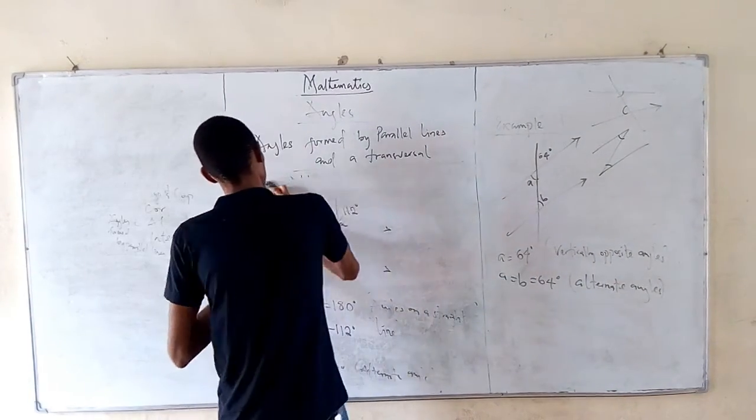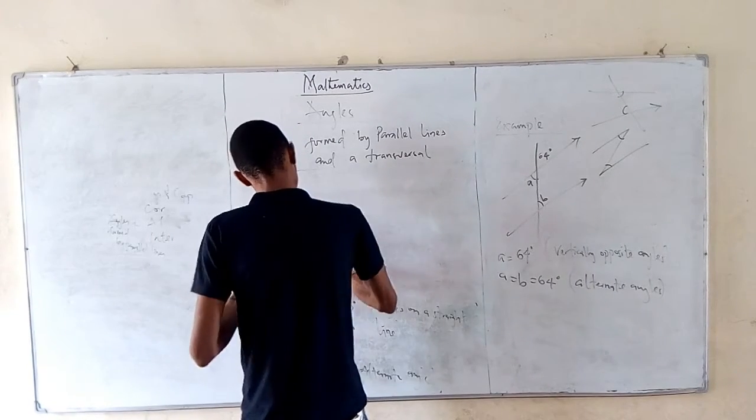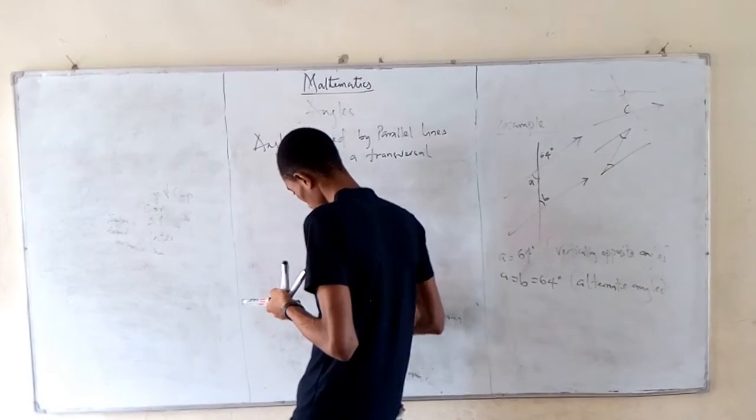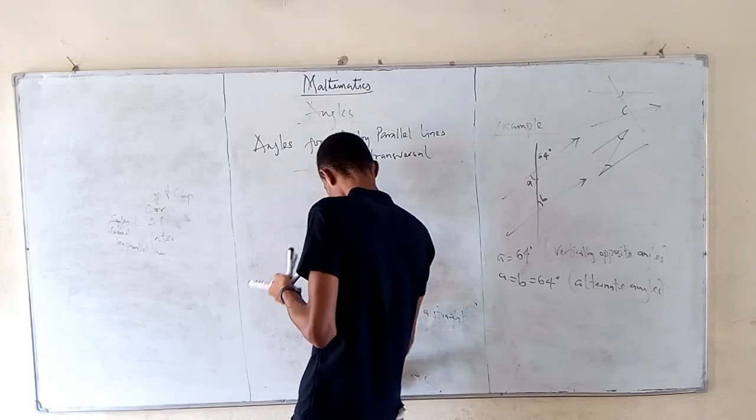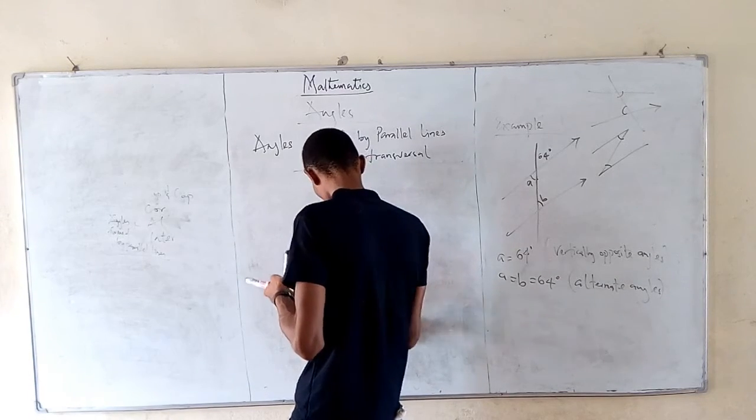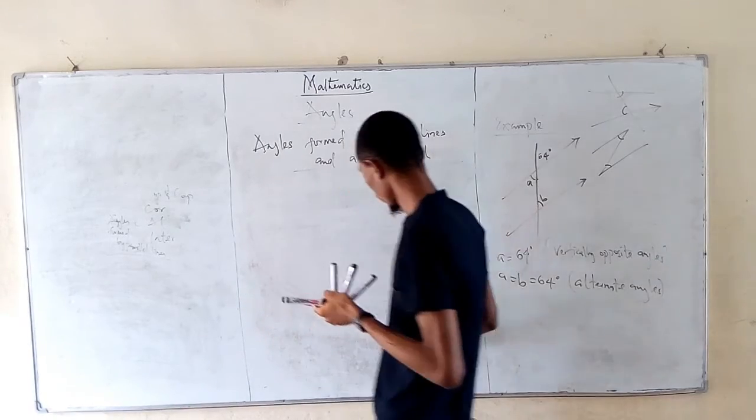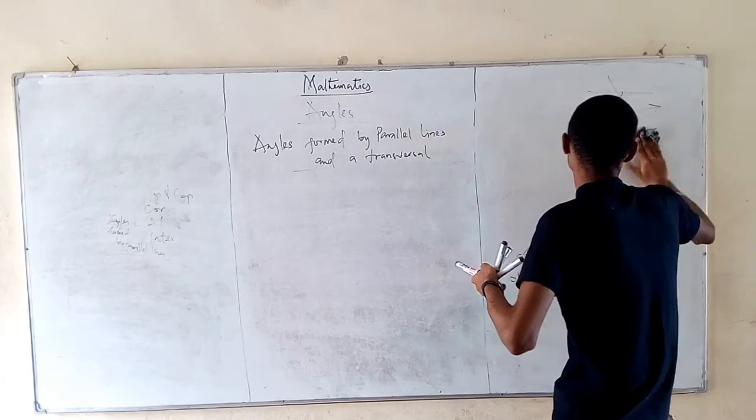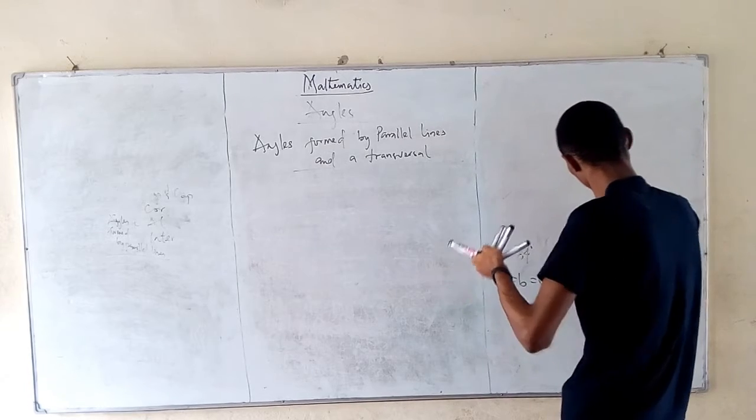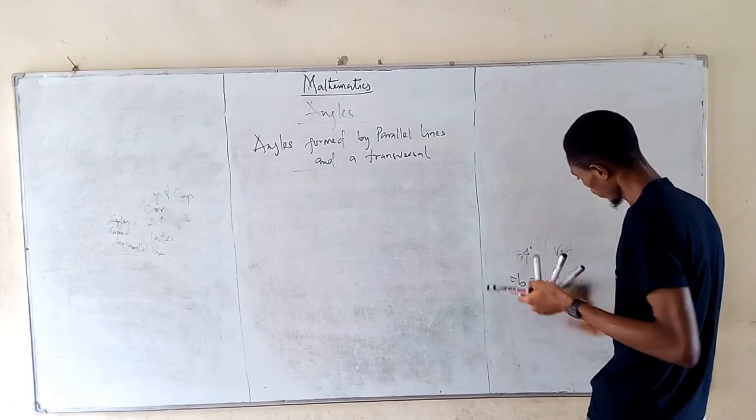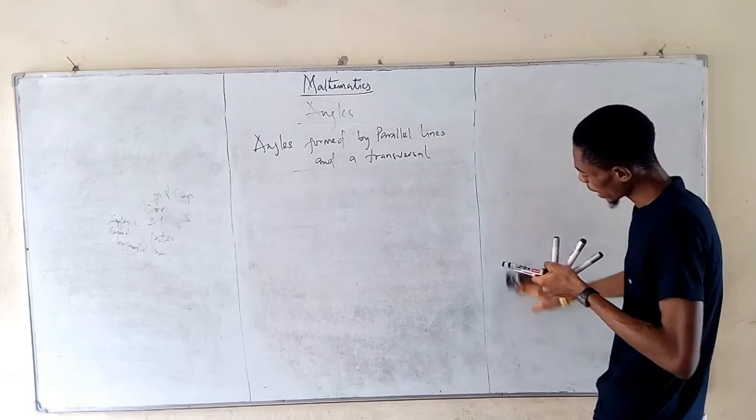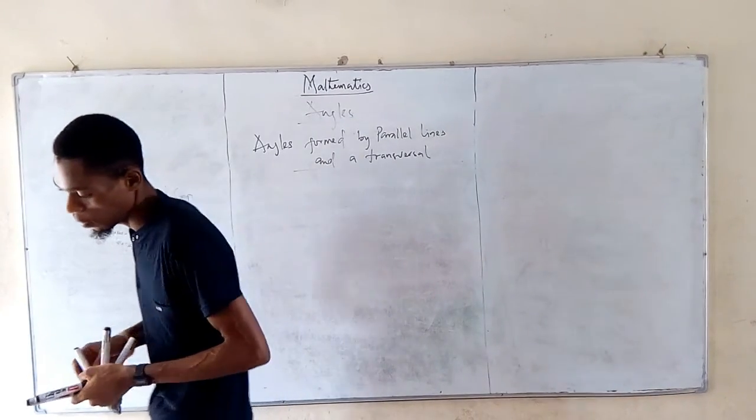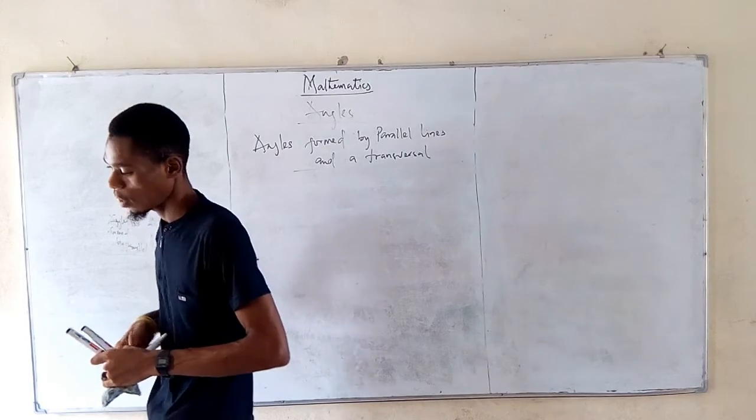Interior angles. Interior angles sum up to be 180 degrees, and they are formed the same way, with a parallel line and a transversal. Interior angles sum up to be 180 degrees. Please don't forget any of these properties of angles. They are very, very important.